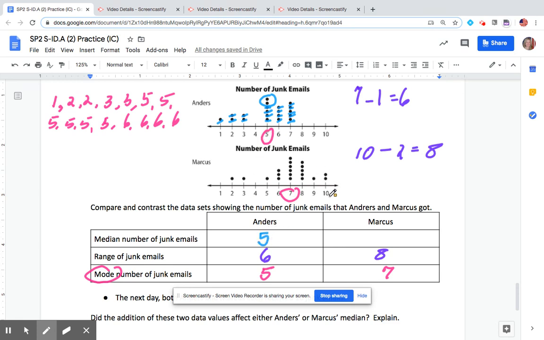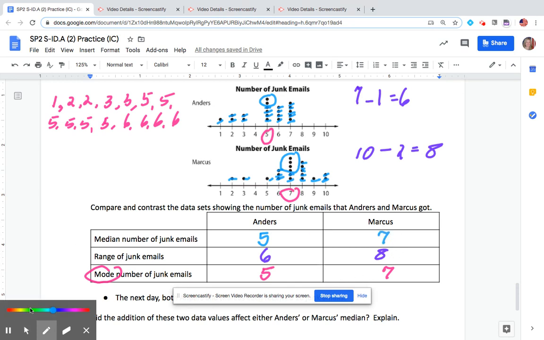So I'm going to do the same thing for Marcus. My median, my middle dot, is probably somewhere in here. So I'm going to count 1, 2, 3, 4, 5, 6, 7, 8. And then I'm going to cross out the 8 smallest. And sure enough, my median is one of these. So my median for Marcus is 7.